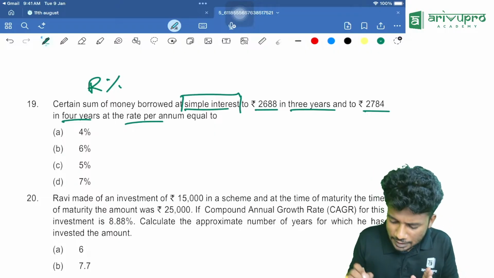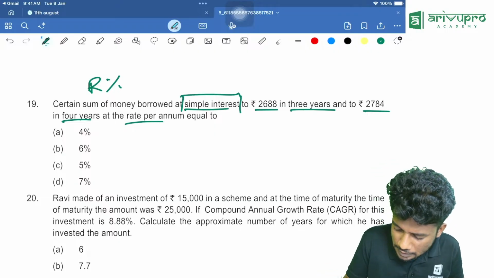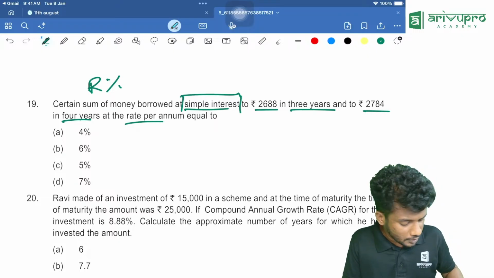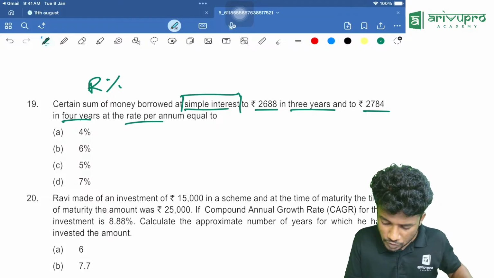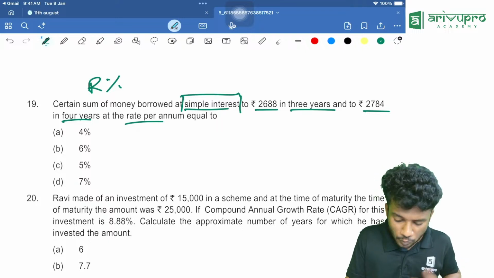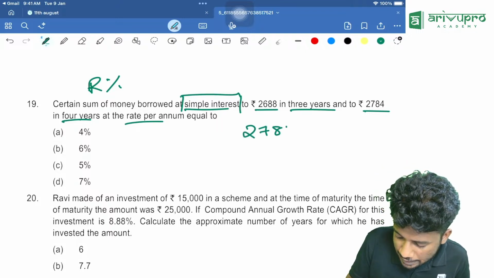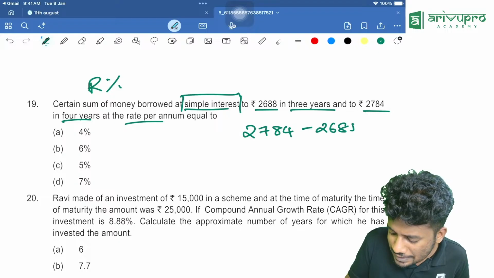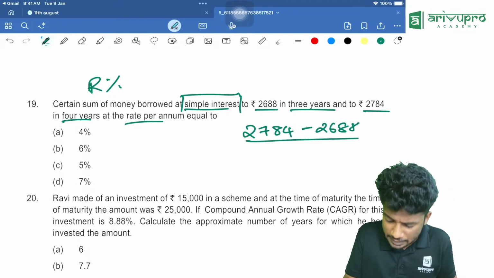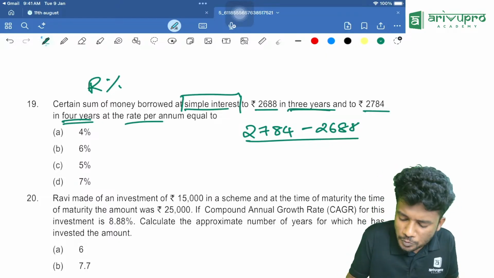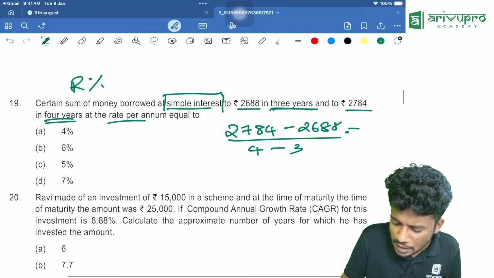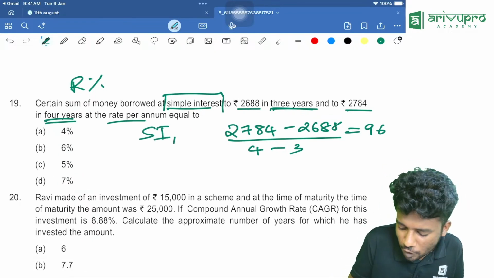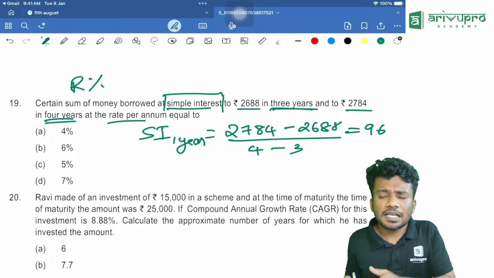How to do this? There are a few methods which you can follow. The easiest method is, take your calculator: 2784 minus 2688, divided by the difference in the time periods, that means 4 years minus 3 years, that is 4 minus 3, which is equal to 1. You are getting 96. That is the simple interest for 1 year.